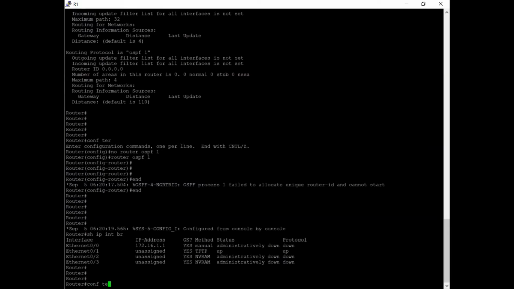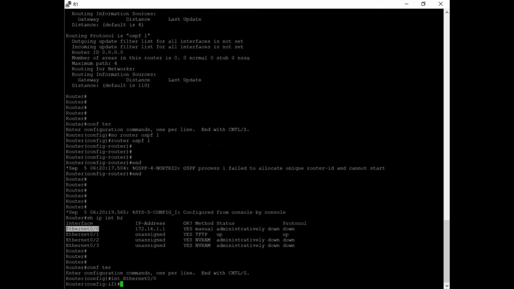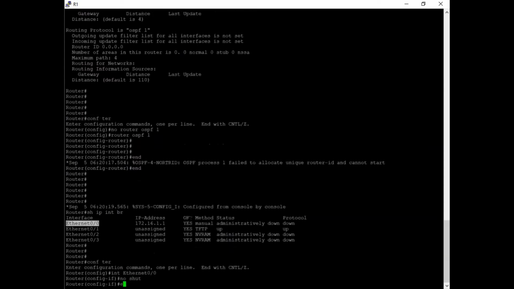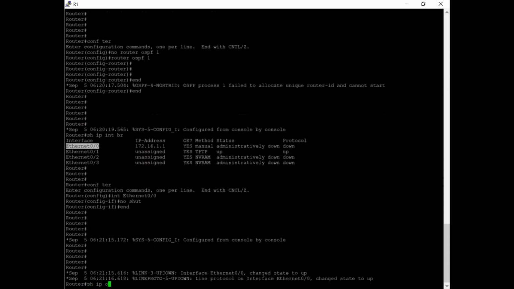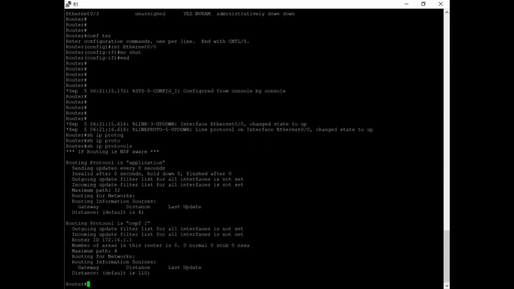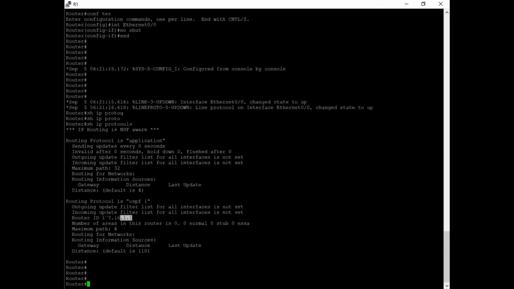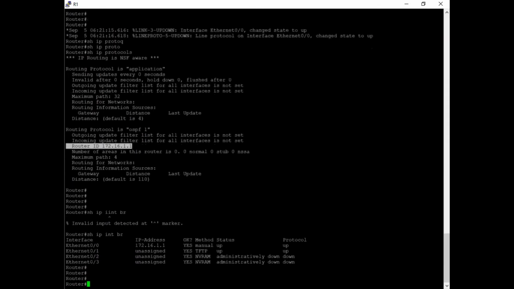It should be an active IP. So let me go to the configure terminal. Let me go to the Ethernet 0/0 interface, put it as no shut, go to the end. Now let me check show IP protocol and see it. Are you able to see? It picked up the router ID. Now the new router ID is the IP address of our only configured interface, the Ethernet 0/0, as show IP interface brief shows.